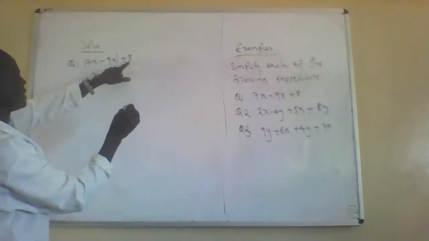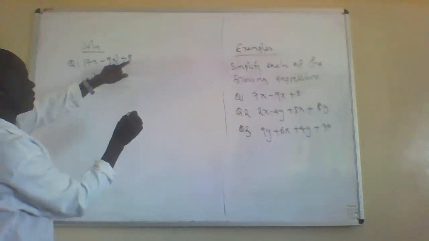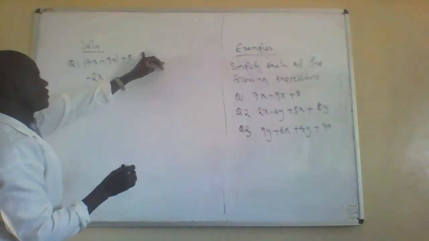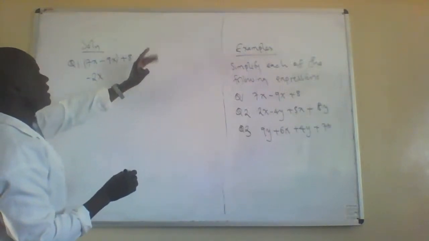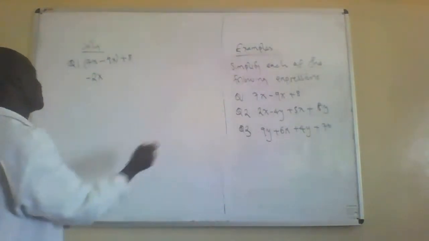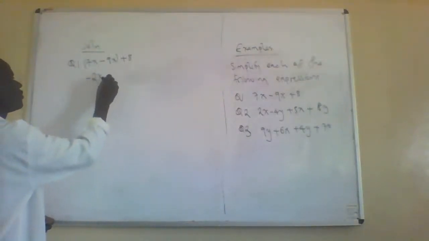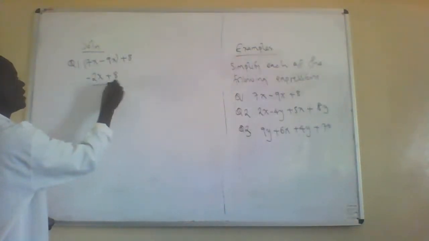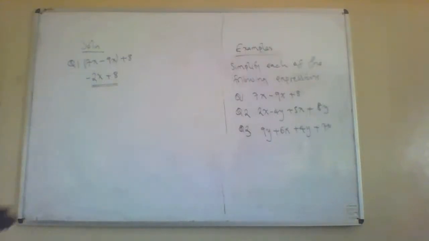But if you look at this term here, which is 8, which is a constant, it does not have any other term that it is likened unto. So therefore, we're not going to add it to any number. Therefore, the answer becomes negative 2x plus 8.